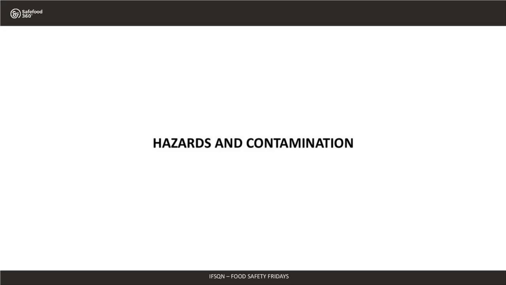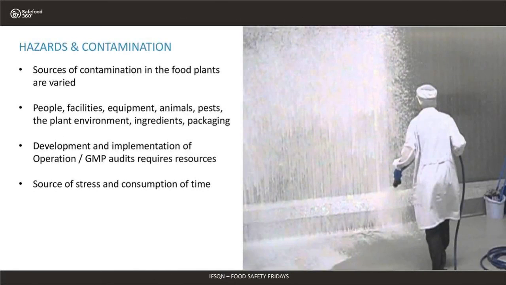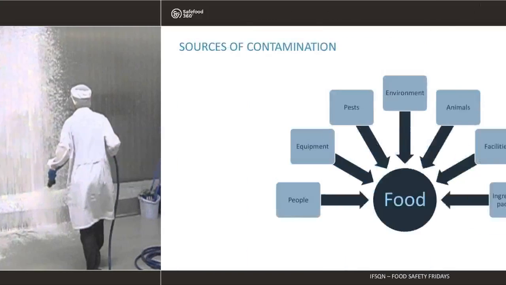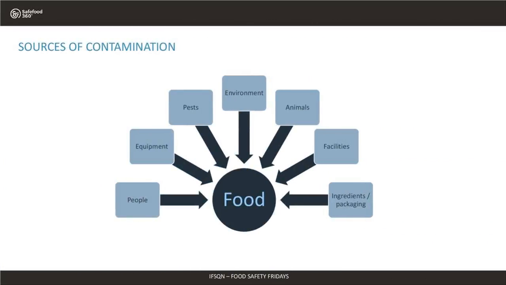Then we'll take a little look at hazards and contamination, because ultimately this is what we're attempting to manage: these things called hazards, and how they actually make their way into the food chain and the operations that we do. So there are many sources of these hazards in food production. They come from a variety of places, and I've represented them here on the screen for you.